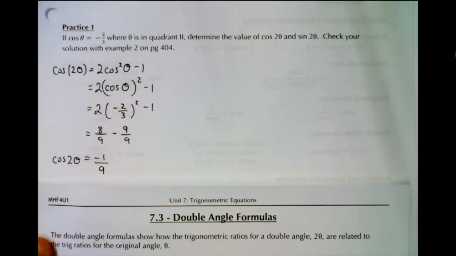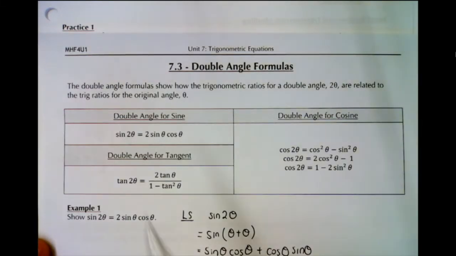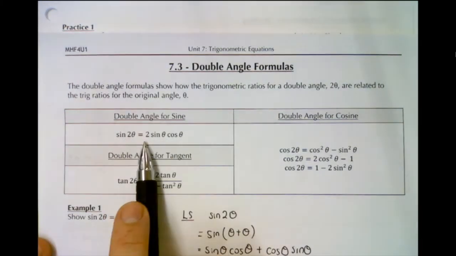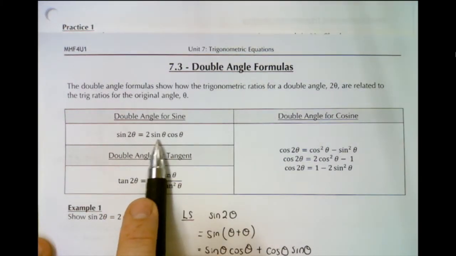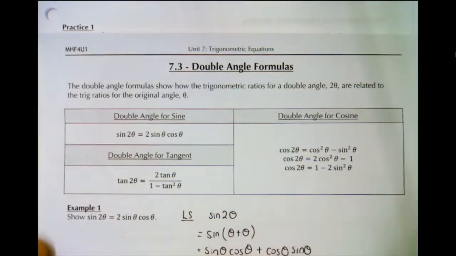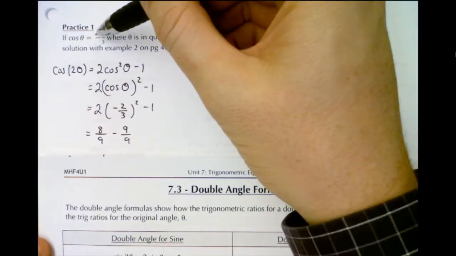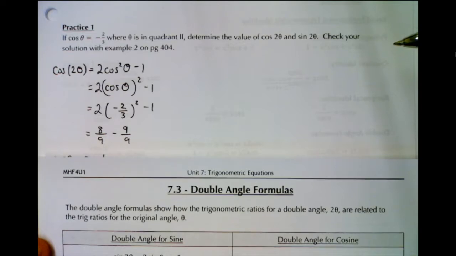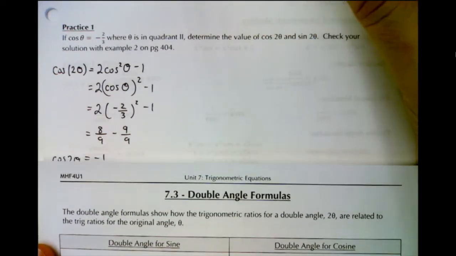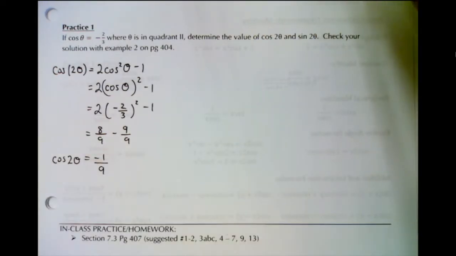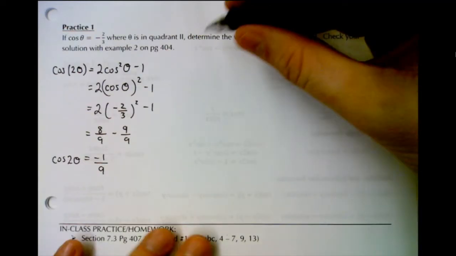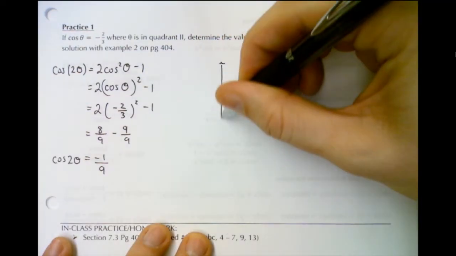If we want to solve for sine 2 theta, we only have one identity. It's this one. To use this identity, we need to know what sine theta and cos theta are. We only know what cos theta is, so we've got to find what sine theta is. How do we find what sine theta is? Well, we actually have to graph it on the Cartesian plane. So here we go, let's graph.